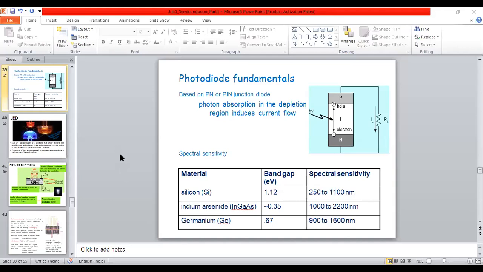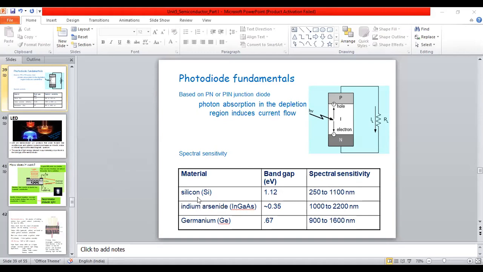So for the normal diode, which material do we use? Silicon and germanium. But for the photodiode, silicon we also use. The band gap of silicon is 1.12. The spectral sensitivity is important here to sense the light: 250 to 1100 nanometers is used here.